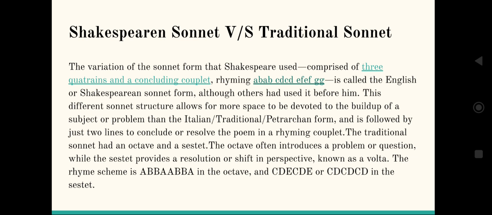So the main point of difference is that the traditional sonnet had an octave and a sestet, that is 8 plus 6, 14, and the Shakespearean sonnet had 3 quatrains and a couplet, that is 3 into 4, 12, plus 2, 14. So again 14 lines there also, 14 lines here also, but the difference is in the stanza distribution. And also the Shakespearean sonnet was a new version, and the Petrarchan one was the old version. I hope all these things are clear.